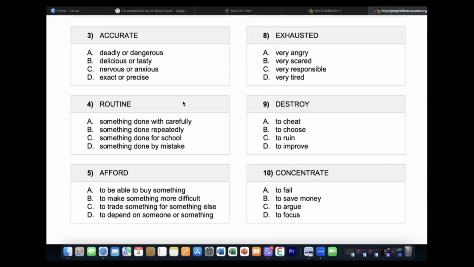Yes. So yeah, that's pretty good. One question before we move on. So we define these words. If I would ask you to give me a similar word for the ones that you just said, so for accurate, exhausted, destroy, routine, afford, and concentrate, what are these called? Similar words that have a similar meaning.